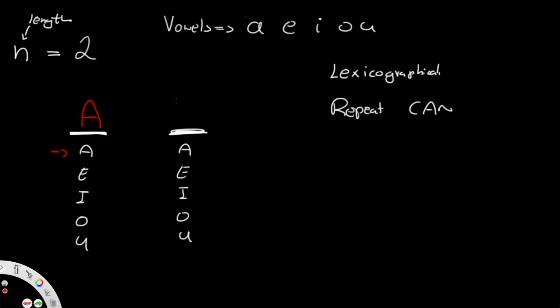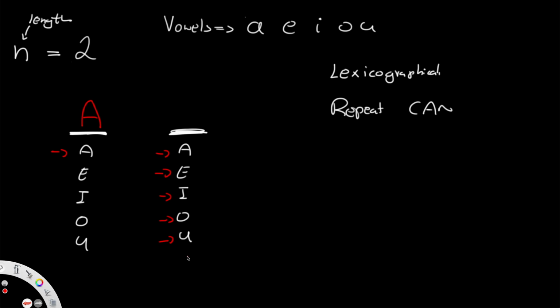Now the question is, how many possibilities do we have for that? To come up with that, one possibility is having AA. The second possibility is we could have AE. Again, remember, these are all in lexicographical order. The next possibility is AI, and then AO, and then AU. So AA, AE, AI, AO, and AU are all possible solutions.